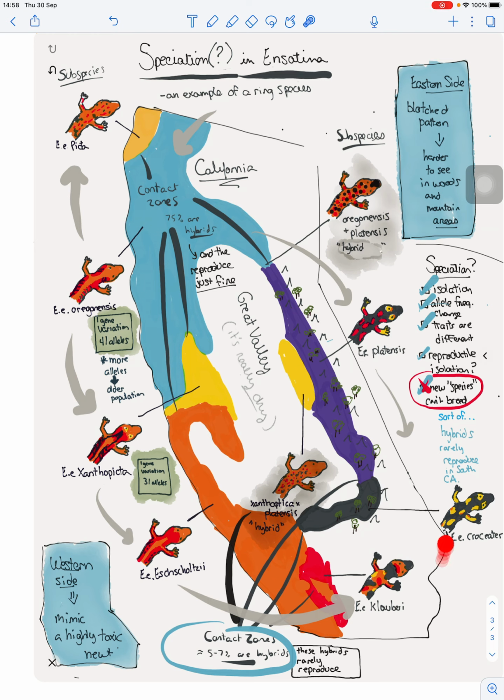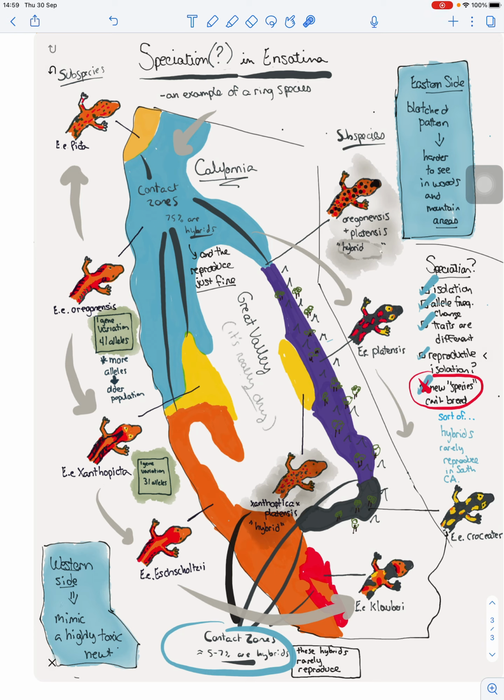However, as we move down into this area of Southern California, we have one particular one called Klauberi, the salamander, this subspecies, and lots of interesting things here, okay? At these contact zones, where there's overlap, only 5 to 7% are hybrids, okay? I think up here was 75%, down here was 5 to 7%, and they rarely reproduce, okay? So these are rarely reproducing. So in this case, we have some isolation, right?